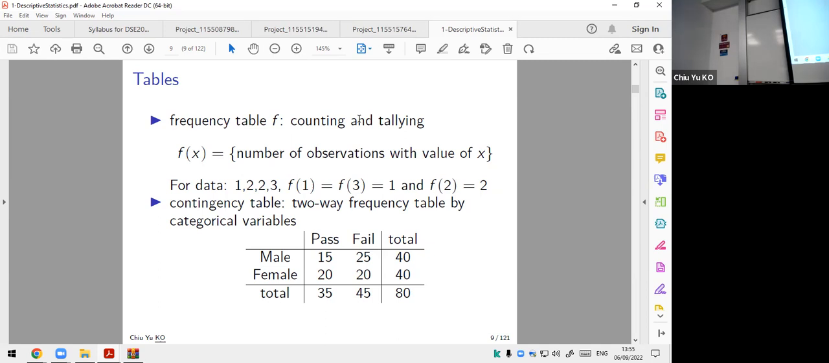Either you're male or female in this study, or you're pass or fail, right? So there are 15 male that pass, 20 male that pass, and so forth. And this table will be very useful when we do other things. But mainly, as I said, this is only useful for categorical variables, because if you have a continuous variable, then you cannot really draw it. You're going to write it down in a table.